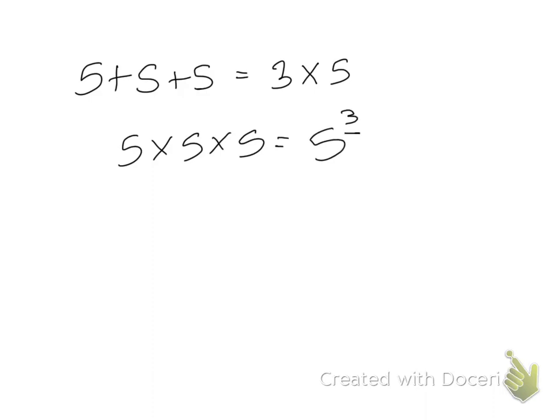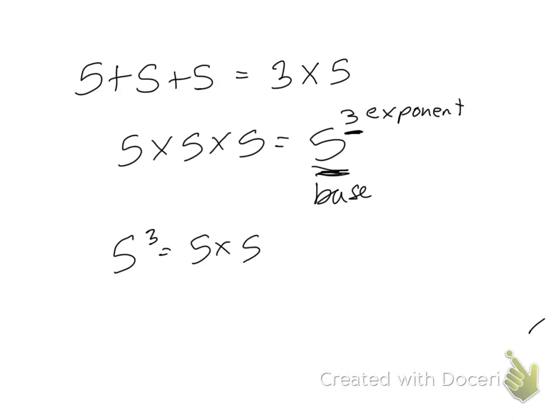This little sign up here is the exponent, and the number down here we call the base. The exponent shows how many times we're multiplying the base by itself. So 5 cubed equals 5 times 5 times 5.